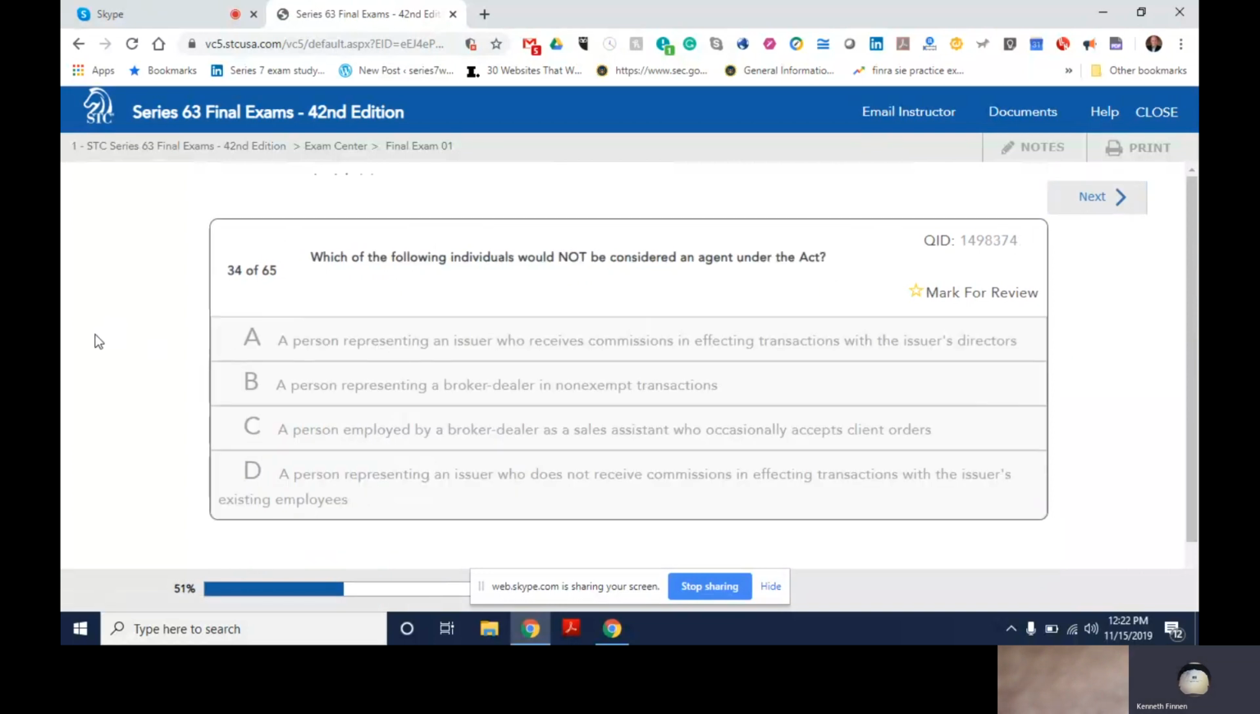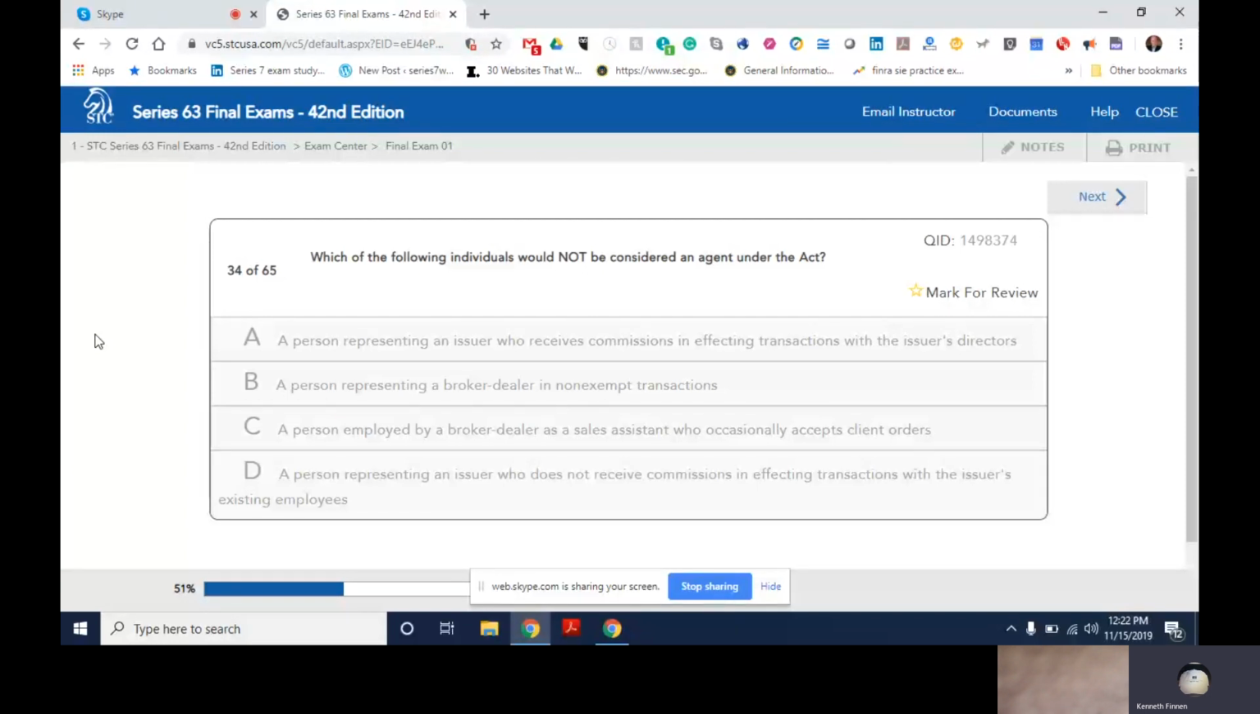Which of the following individuals would not be considered an agent? If you represent an issuer, I think that you're accepting the issuer's directors. Maybe not. We'll come back to that. But getting a commission usually means you're an agent. A person representing a broker-dealer in non-exempt transactions, that would be an agent. It doesn't matter whether the security is exempt or not. You're selling securities for a broker-dealer, you've got to register.